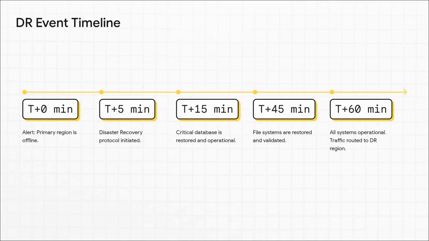Now, the really amazing thing here is the speed. Just 15 minutes in, the database is restored from its latest snapshot in the DR region and is fully operational. By the 45-minute mark, the file systems are restored. And then, at the 1-hour mark, all systems are go, and traffic is fully routed to the DR region. Let's just pause on that first victory for a second. 15 minutes. For our most critical asset, that transactional database, we went from total region failure to fully operational in another part of the world in under 15 minutes. That is the power of a well-architected and, more importantly, a well-tested plan.